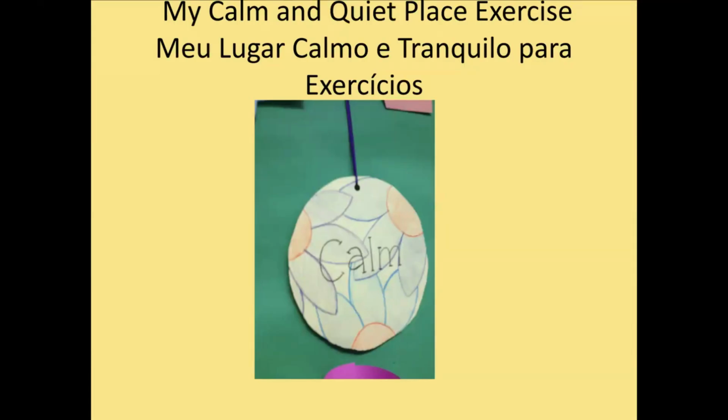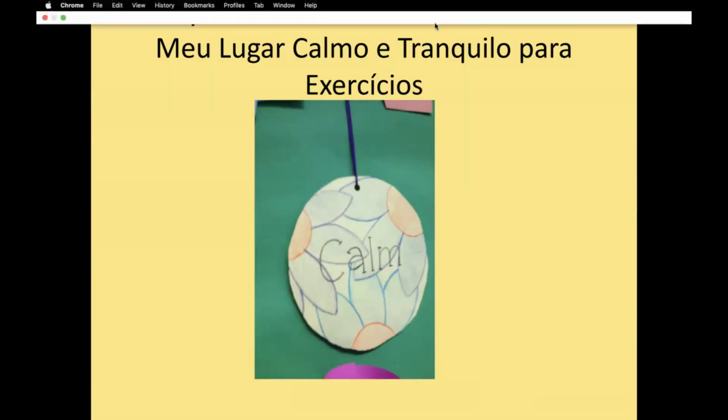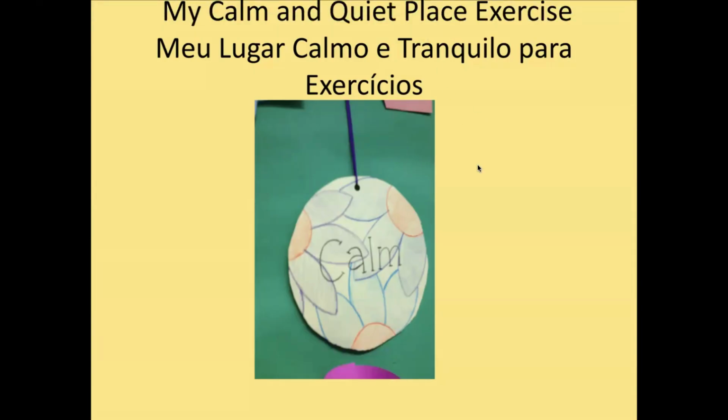So the picture that you see is from something we're going to just experience today. And it's called My Calm and Quiet Place. And this is an example that you're seeing of the art extension, which we're not going to do today, when a teacher did this. I did this with a group of teachers. And this teacher hung this up afterwards on the little bulletin board behind her desk to remind her of her calm and quiet place.